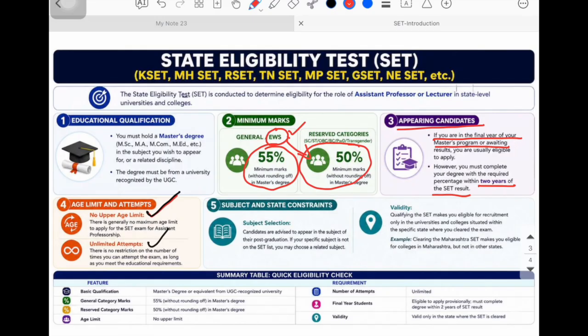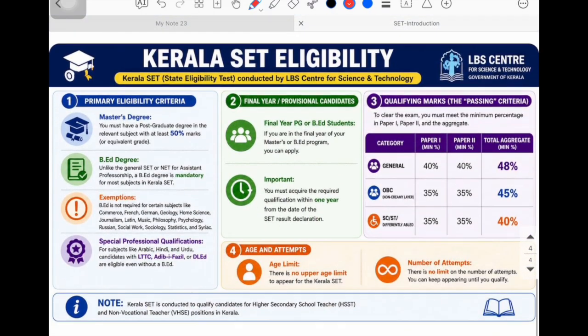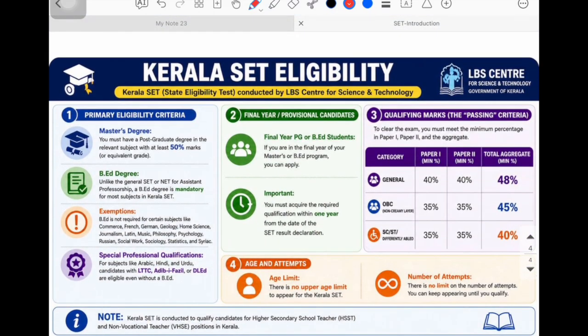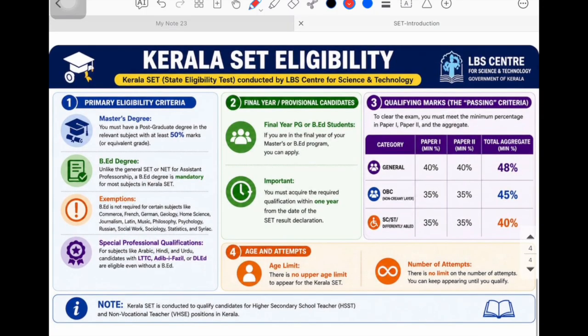But here is a difference in Kerala state. In Kerala state, the SET is not for assistant professor post or lectureship. For assistant professor and lectureship in Kerala state, you must qualify the NET examination or you must have a PhD. The SET is not for assistant professor or lectureship in Kerala; that is only for NET or PhD candidates. But the state eligibility test in Kerala is for higher secondary teacher, HSST.